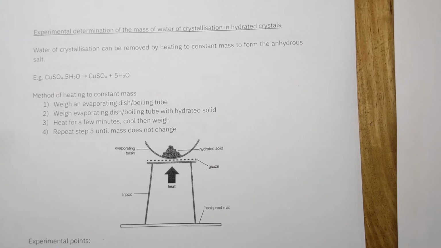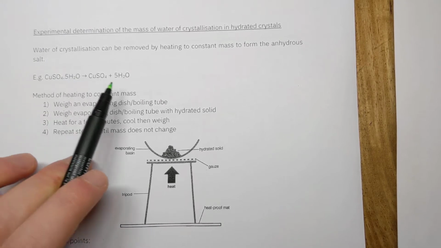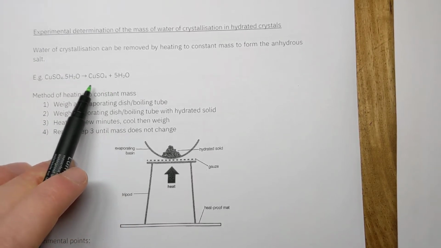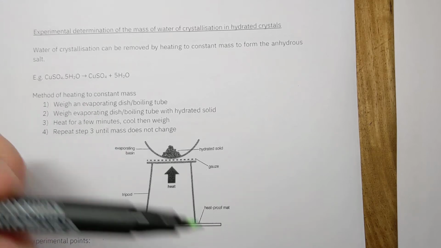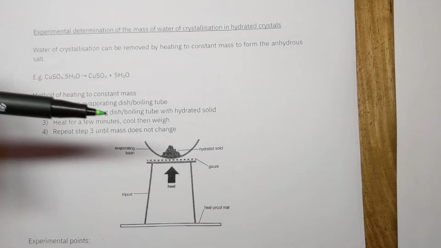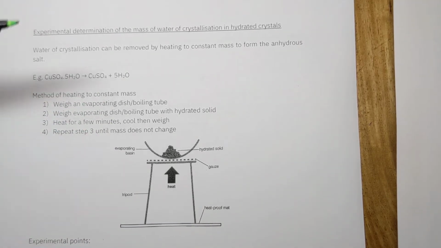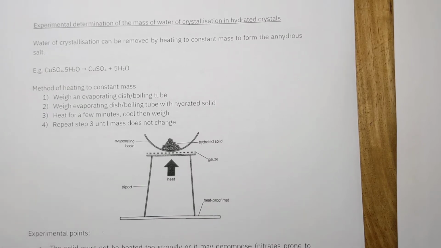The general method is similar to what I did with the empirical formula, but I need to realise it's going to get lighter. This is a compound. I've lost part of the compound as steam, therefore the mass is going to go down. Before we had the mass increasing, with this one the mass is decreasing because it's getting lighter. The method is very similar though.